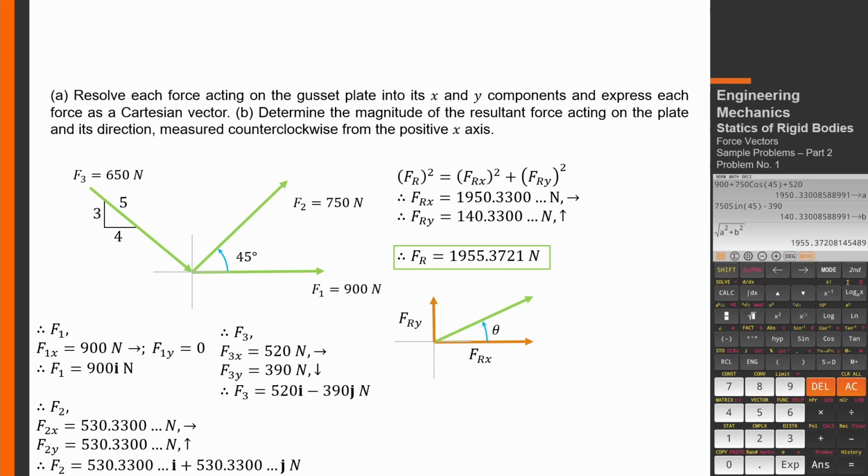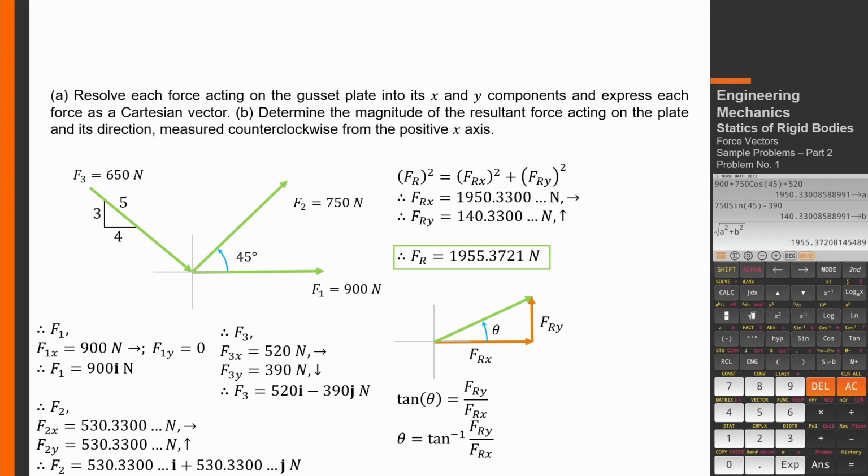Para naman dun sa direction, measured counterclockwise from the positive x-axis. Dahil kita naman dun sa components na going to the right tsaka upward, magiging ganito yung figure. Tapos yung FR yun yung kulay green sa drawing. Tapos triangle. So, therefore, tangent theta or yung direction ng resultant force ay Fry over Frx. So, theta is equal to arctangent ng Fry over Frx.